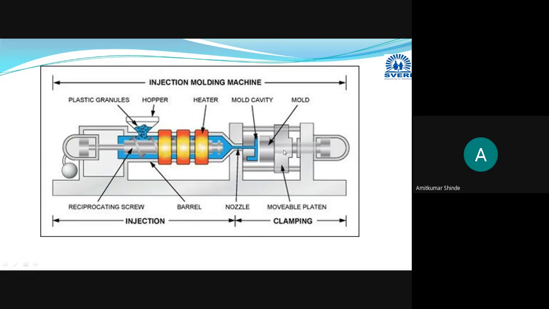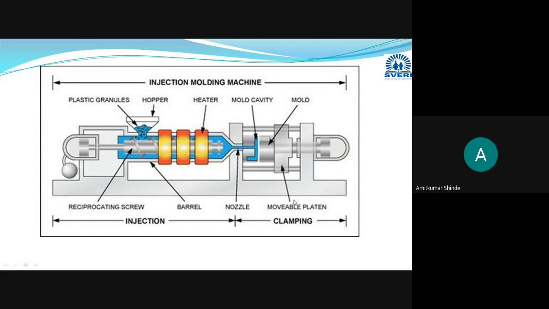Now whenever the component size is very small, you can arrange simple clamps here. And if a larger sized mold is there, then you have to use a certain hydraulic arrangement or pneumatic arrangement to provide proper support here.